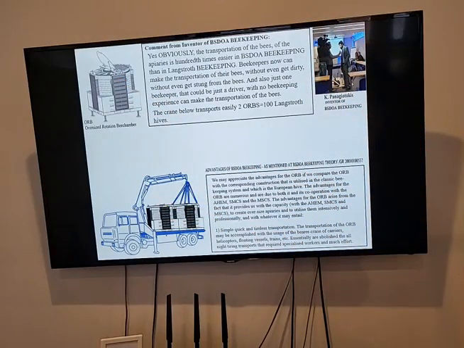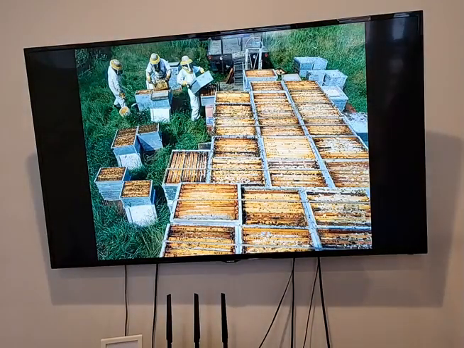Let's go to the next. This is a harvest procedure in the Langstroth beekeeping system. Okay, let's go.